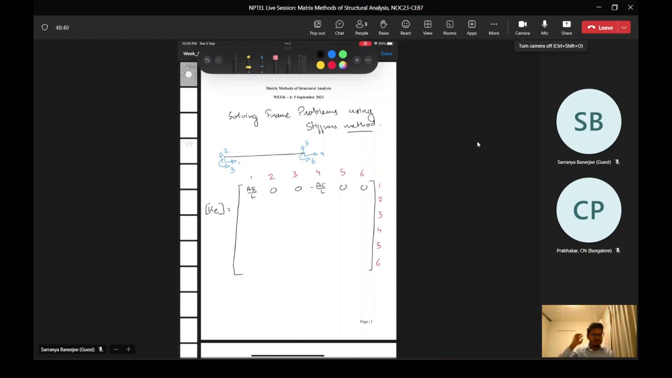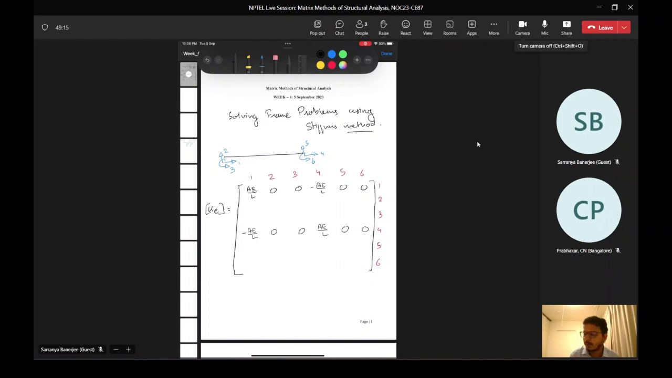If we just see the first and fourth degrees of freedom, this is just like one truss problem, right? So when we have a truss problem, what is our stiffness matrix? AE by L, minus AE by L, then minus AE by L, AE by L, right? So first and fourth, let's write that. So now our stiffness matrix for the frame element only represents a truss element.